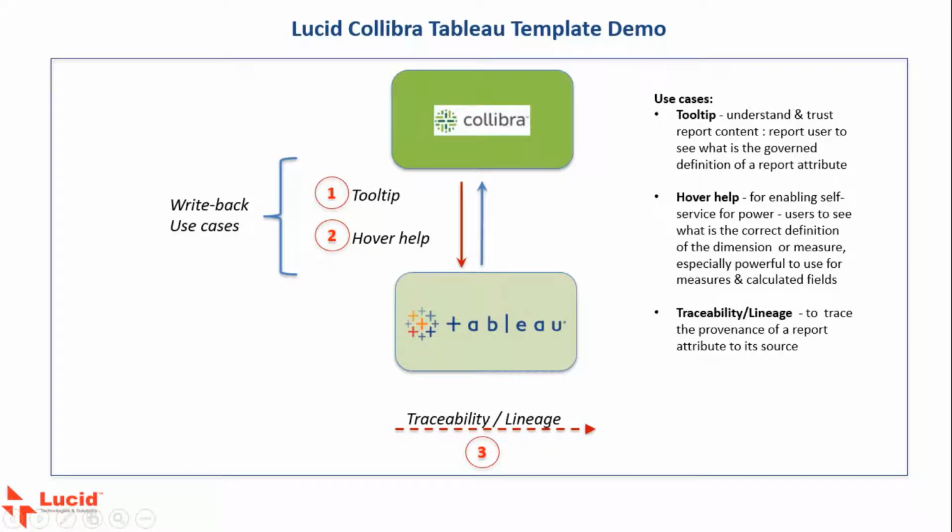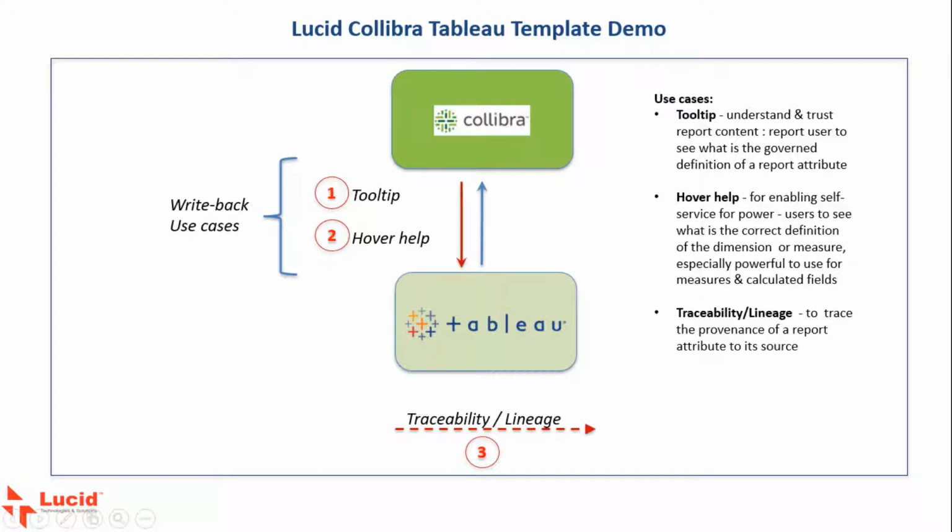Hello everyone, in this video we will look at the writeback features of Lucid's Collibra Tableau template. Lucid Collibra Tableau template, similar to loading Tableau assets into Collibra, can write back Collibra assets into Tableau. For example, the description of a business term linked to a report attribute asset within a Tableau worksheet can be written back as a tooltip into that worksheet in Tableau.